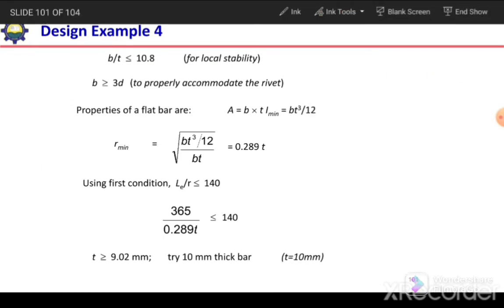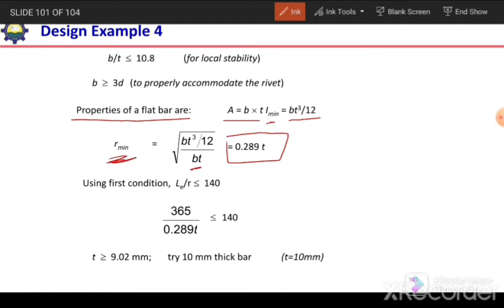Okay, if we see the properties of this flat bar, area is equal to B into T and I minimum is equal to BT cube over 12. So r minimum will be equal to BT cube over 12 divided by BT, the area, so it comes out to be 0.289 T.